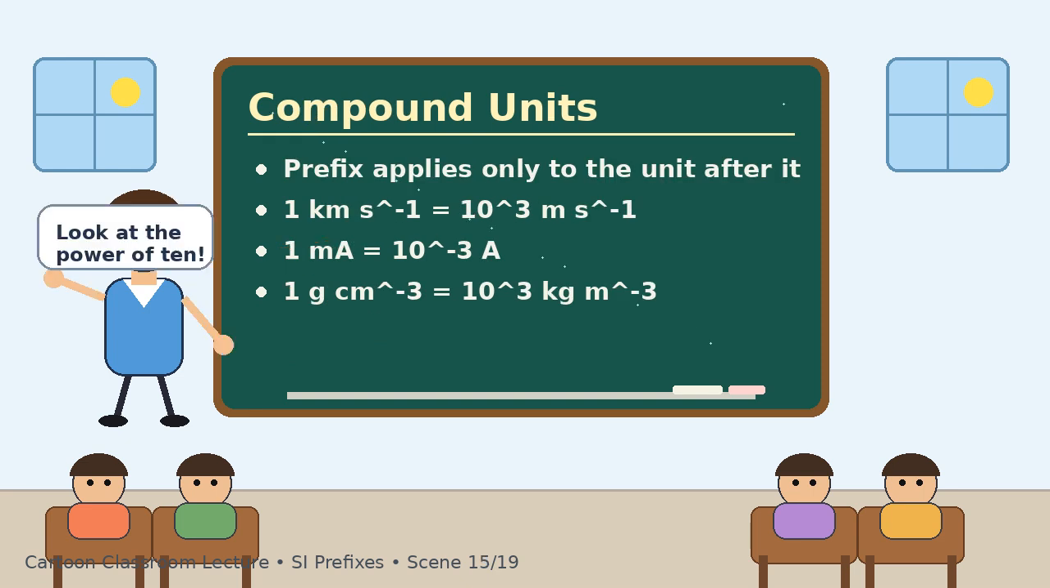In compound units, the prefix applies only to the unit immediately following it. For example, kilometers per second means the kilometer is converted, while the second remains unchanged. So 1 kilometer per second equals 10 to the power 3 meters per second. Also, 1 milliampere is 10 to the power minus 3 amperes. For density, 1 gram per cubic centimeter converts carefully to 10 to the power 3 kilograms per cubic meter.